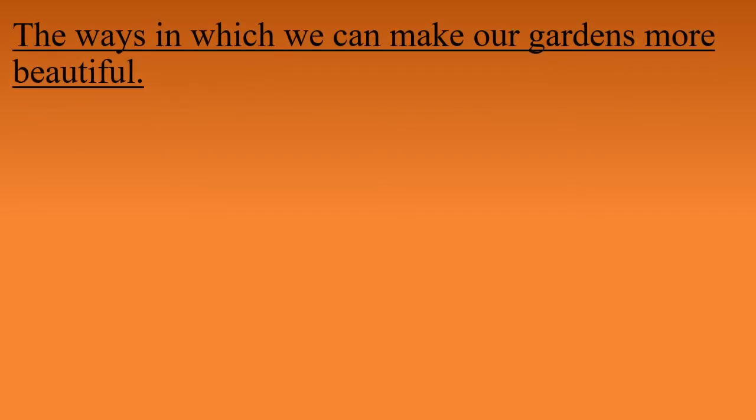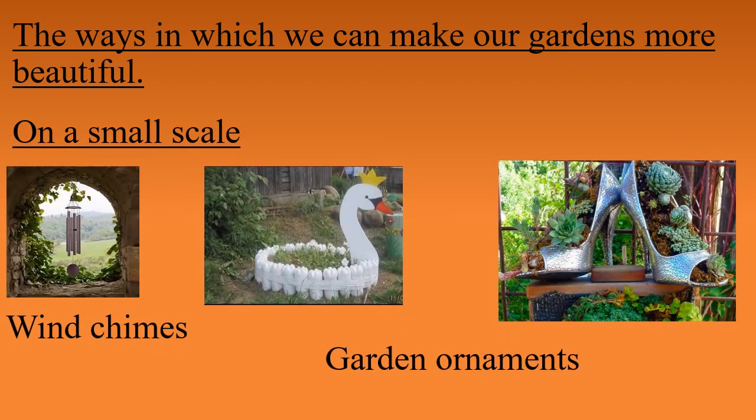The ways in which we can make our gardens more beautiful. There are many ways in which you can make your garden more beautiful. Do you have a small garden or a big garden? Have you used garden ornaments to make it beautiful? On a small scale, if the garden is small, you can hang wind chimes or bells that ring gently when the wind blows. You can create simple ornaments to decorate the space between plants. You can use waste materials to make the garden beautiful.